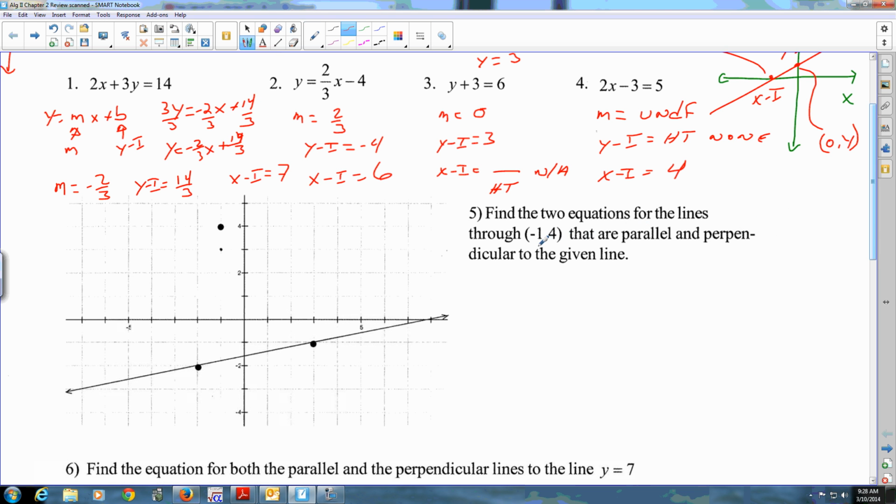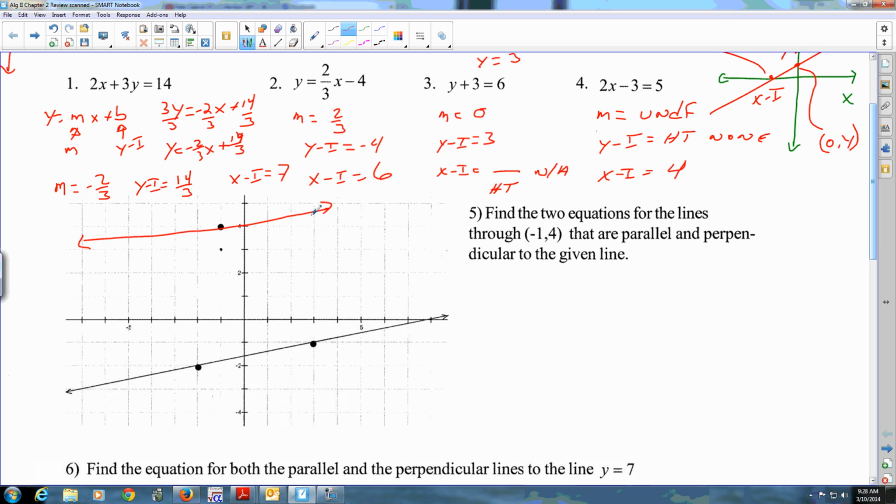Find 2 equations for the lines through the point negative 1, 4. So that's this point right here. One that's parallel to this line. So it's going to be, whoops, and I missed. Might as well erase it and try again. Parallel. Come on. Parallel. And through that point. So let's focus on that one.